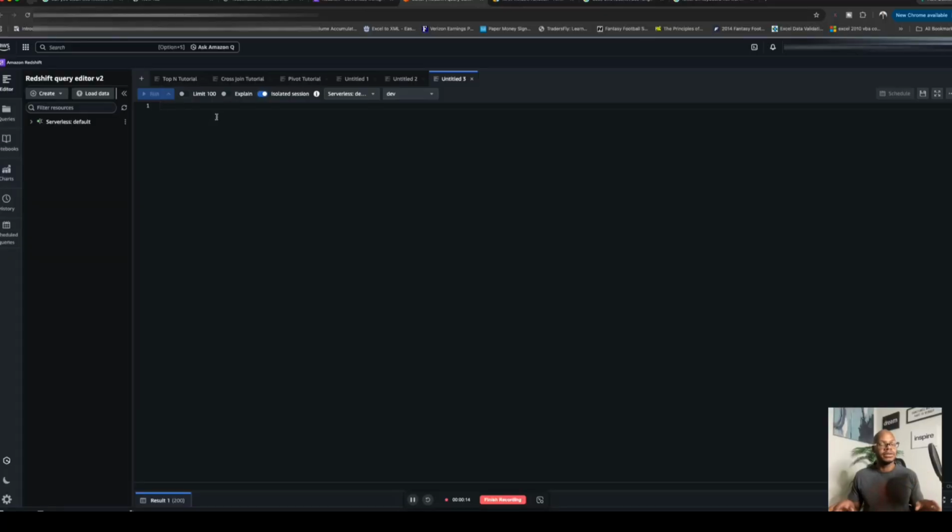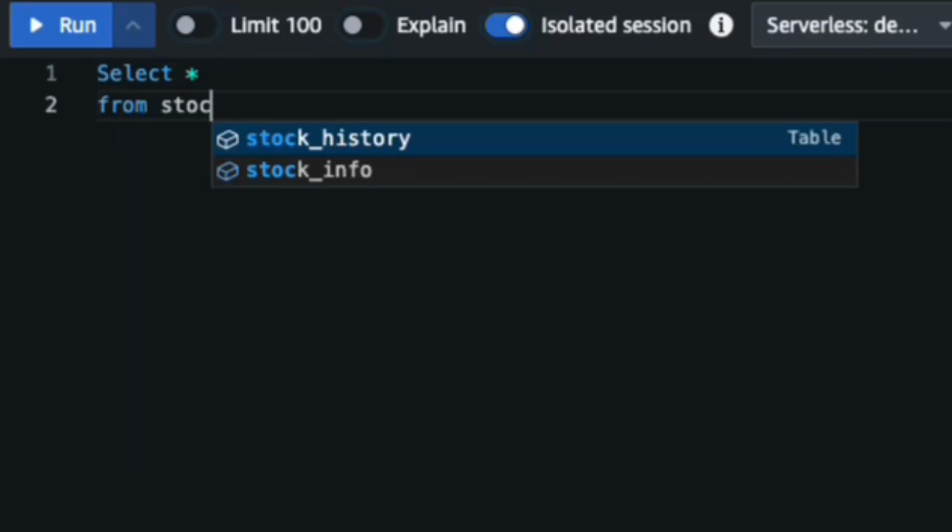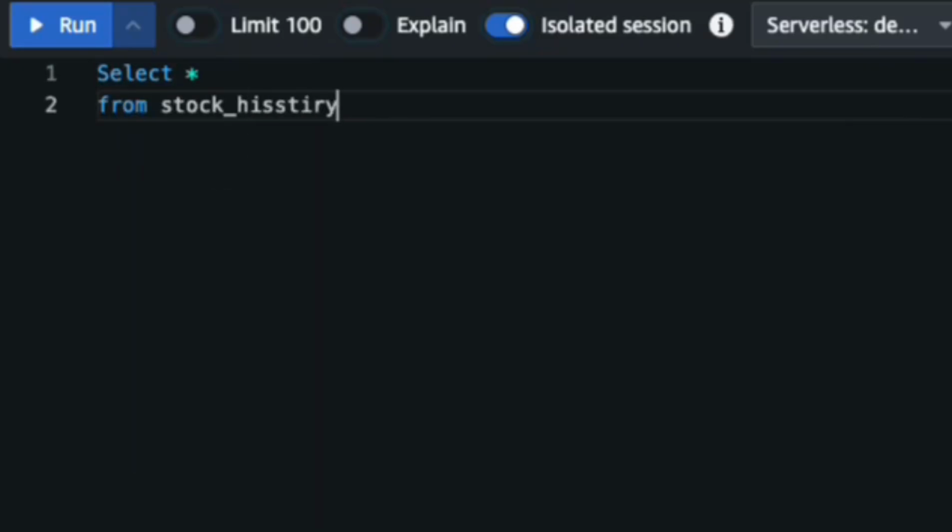Alright guys, I'm going to show you the biggest SQL secret ever when it comes to window functions. Let's not waste any time and head over to the laptop. I have Amazon Redshift open, which I use all the time. It's a stock data set, so I'm going to show you what it looks like.